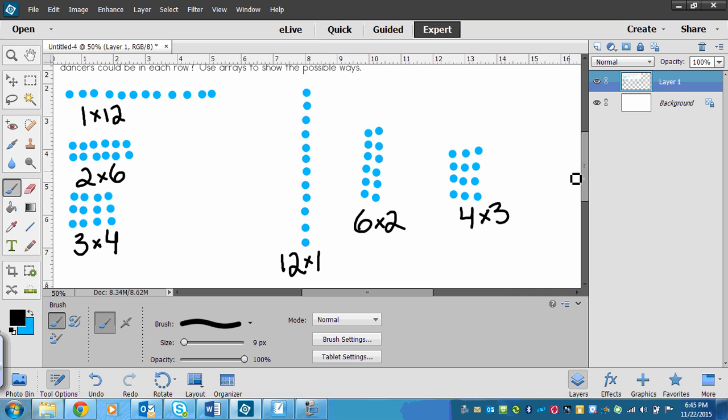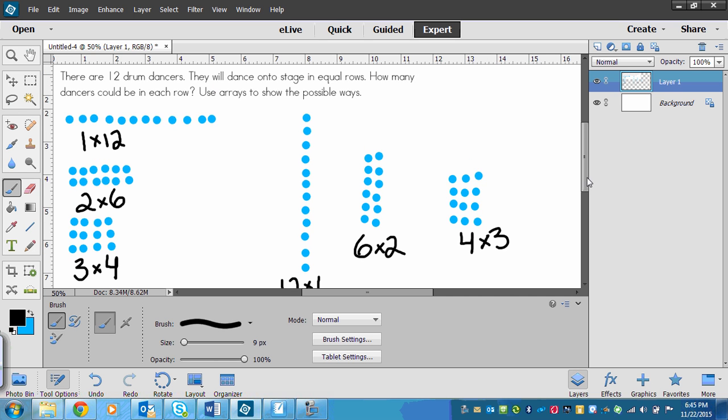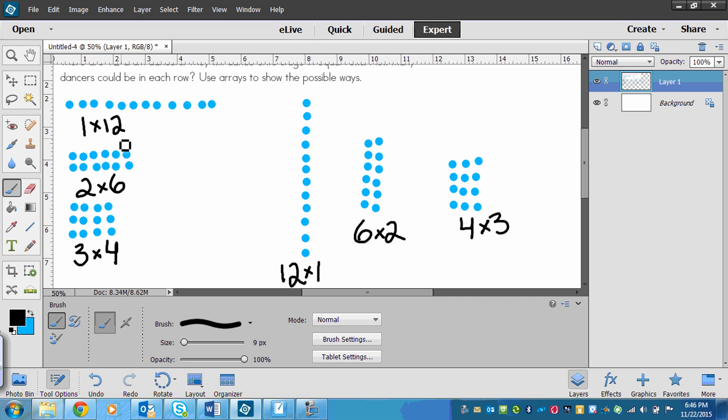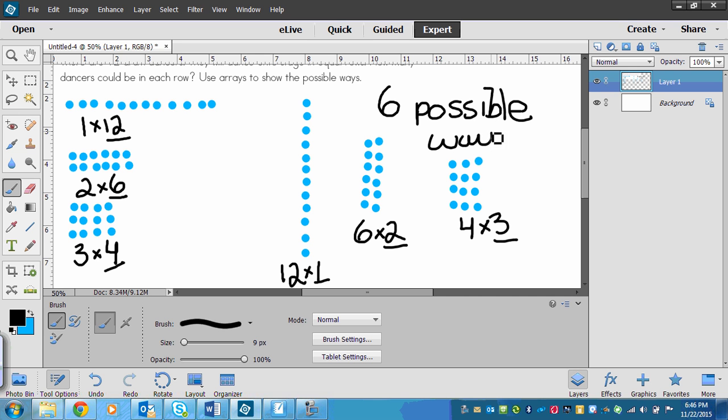So they're slightly different in that these are all the possibilities that we could have on stage. So we could have 12 dancers in each row, 6 dancers in each row, 4 dancers in each row, 1 dancer in each row, 2 dancers in each row, or 3 dancers in each, oh, in each row, not O. So that means that we have 6 possible ways. Six possible ways, and we showed with our arrays. And that is a weird A there.